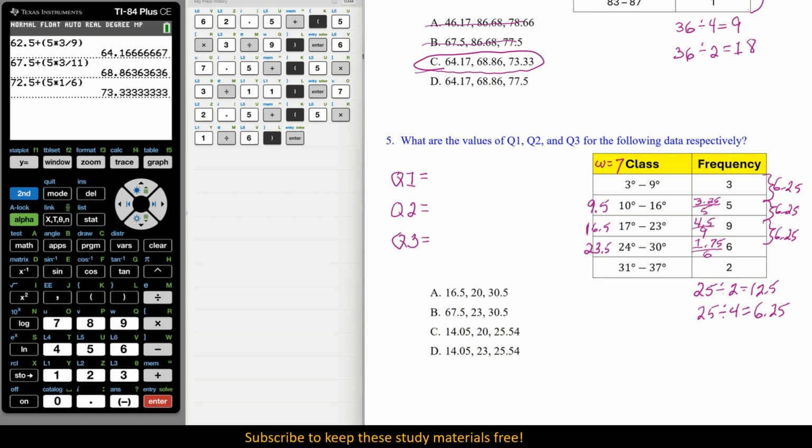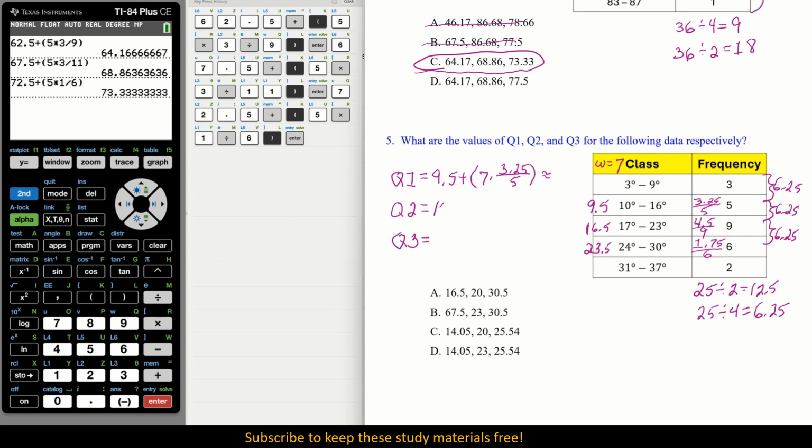Okay, so what's really happening here? We're going to create each of our equations to put into our calculator. So for Q1, we need 9.5 plus 7 times 3.25, then divide all of that by 5. That's going to give us what we need there.